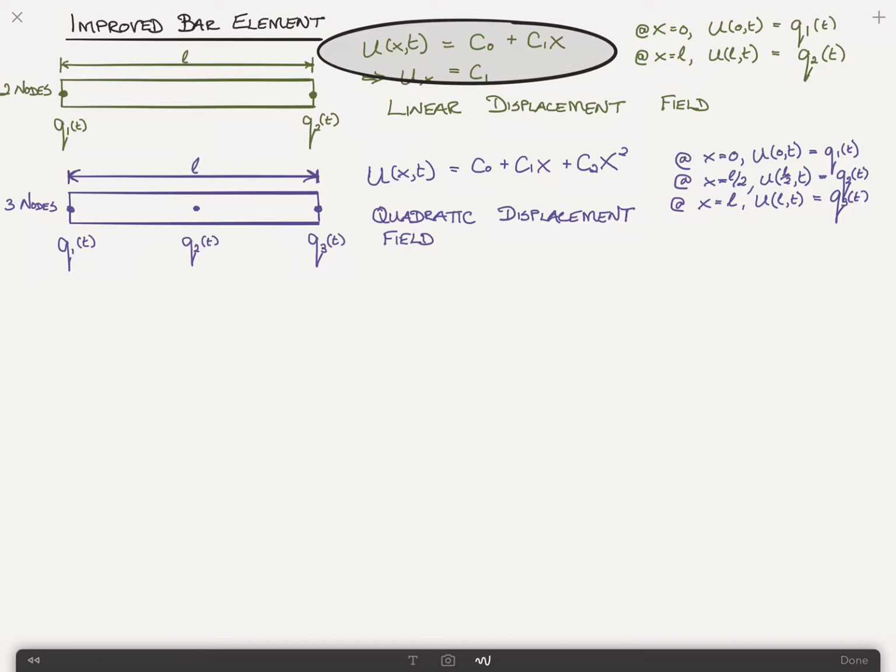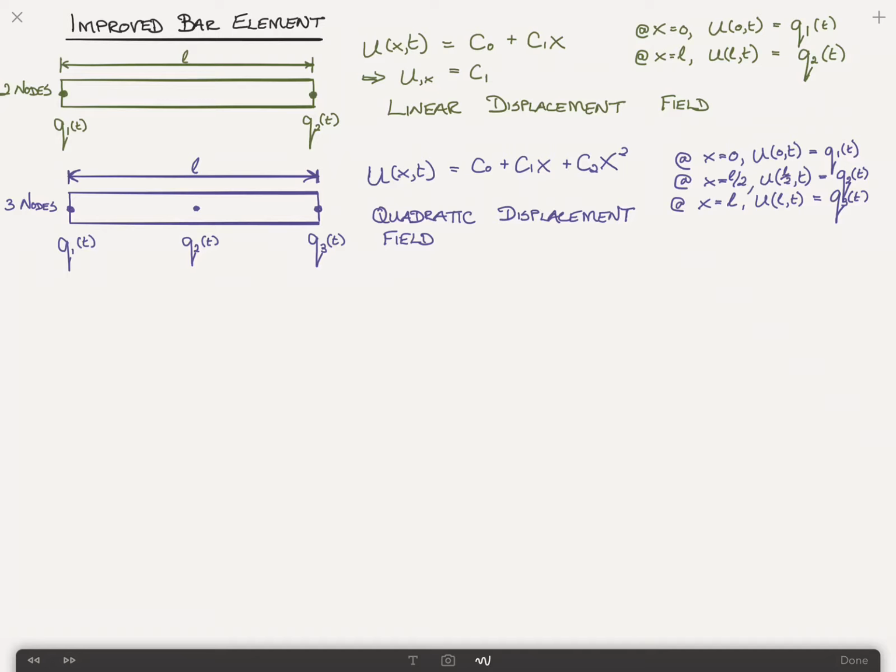And then we subjected it to boundary conditions at x equals 0 and x equals L, namely that at x equals 0 the displacement is q1, and at x equals L the displacement is q2. We then substituted that and solved for C0 and C1. As a result of this linear displacement field, when we took the derivative with respect to x, in other words when we look at the strain, we had a constant strain throughout the element.